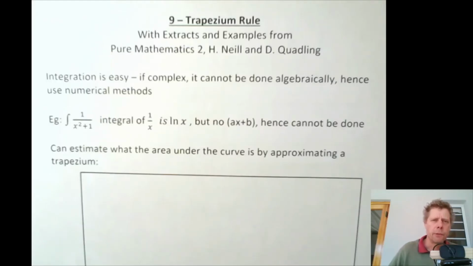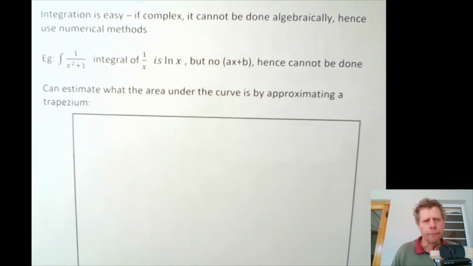The trapezium rule is a numerical method of finding the area under a curve. We've seen how we can use numerical methods to find a root, for example, using the decimal search or by using the iterative method. But finding an area is essentially integrating a function. Okay, let's take an example.